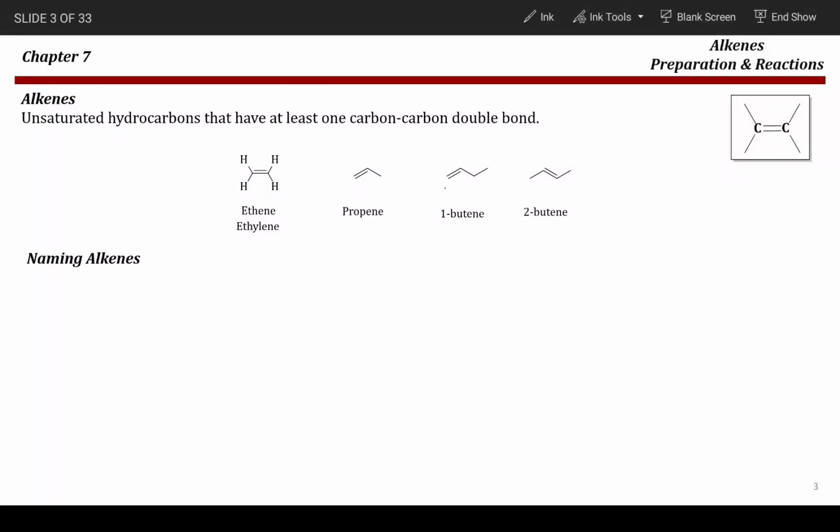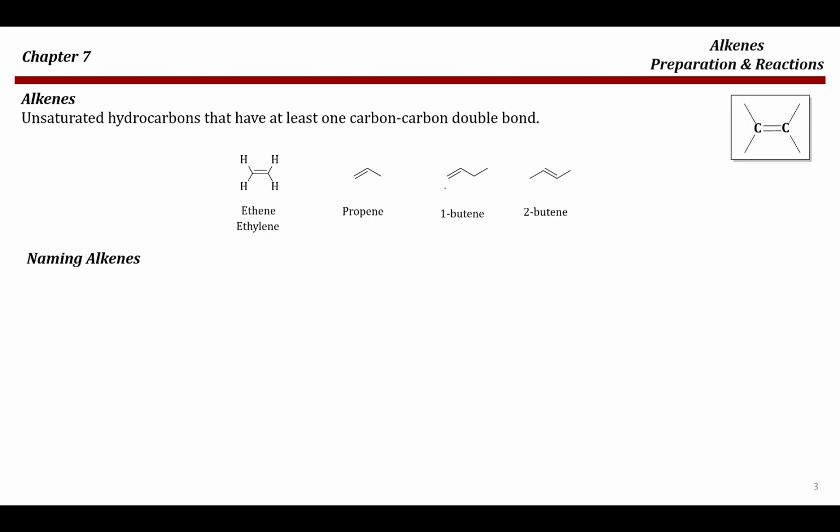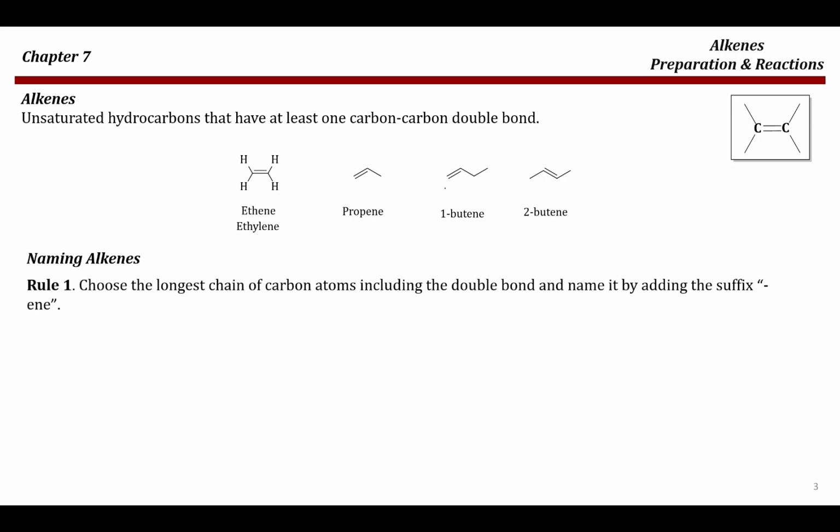Hi, in this video I will explain the rules for naming alkenes. In naming alkenes, first of all we have to choose the chain of carbon atoms, the longest chain of carbon atoms that includes the double bond, and name it by adding the suffix "-ene" to the name.